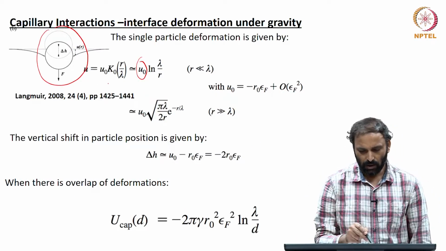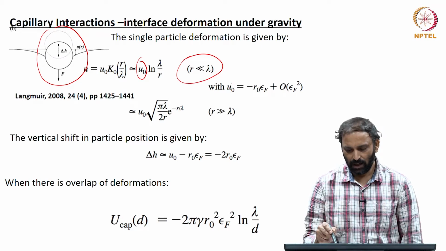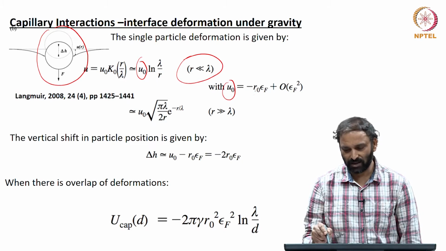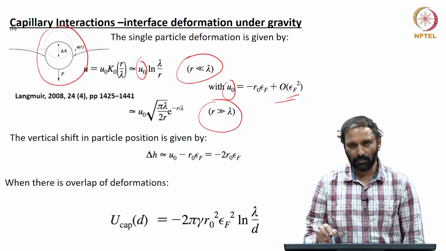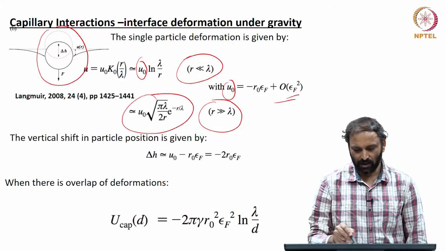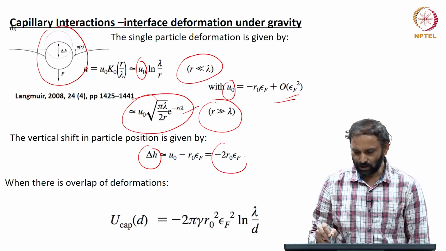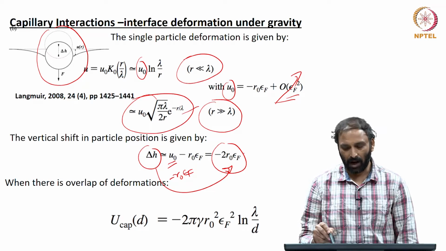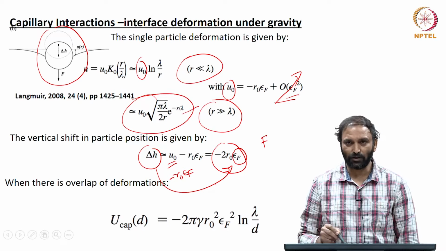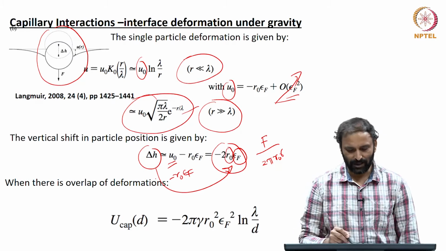Okay. In such a case, u goes as u naught ln of lambda by r when r is much less than lambda, with u naught going as minus r naught epsilon f and higher order terms. For r much greater than lambda, the solution becomes of this form, and the vertical shift is minus 2 times r naught epsilon f. If you neglect higher order terms, this u naught is minus r naught epsilon f, which gives rise to delta h being minus 2 times r naught epsilon f. Therefore, if you know the gravitational force acting on the particle, the surface tension force and the radius of the contact line, we can estimate the shift in the particle position.